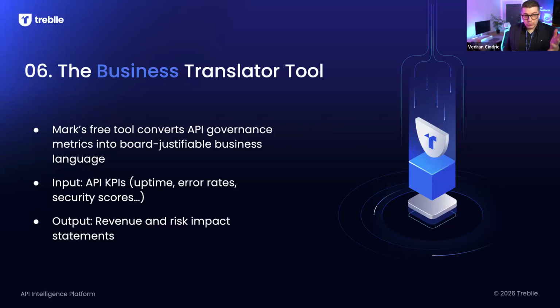So what we're going to do, Mark has this really nice tool that he calls the business translator tool. Basically it converts API governance metrics into board justifiable language. So he's going to share his screen. I'm going to stop and he's going to take you through it. Okay? Go ahead, Mark.